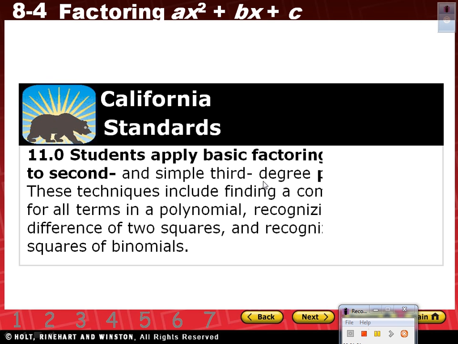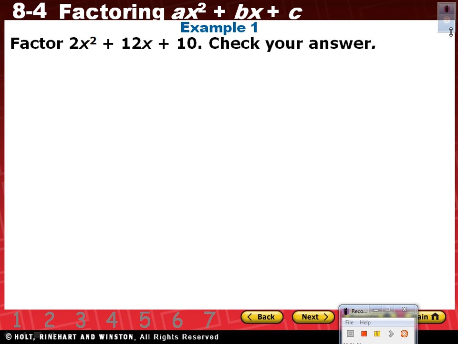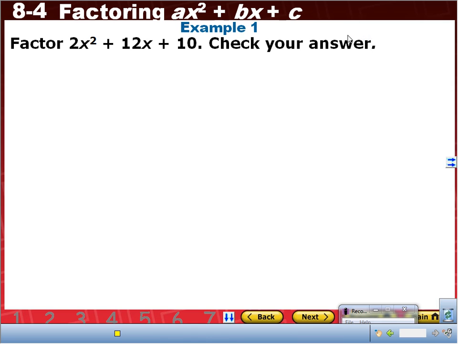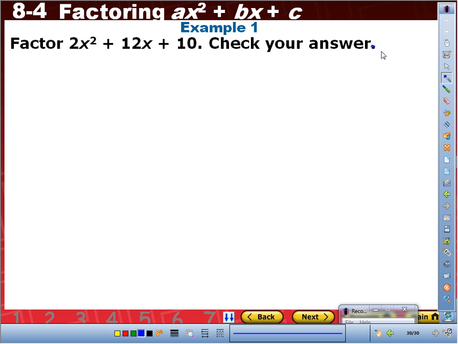Example 1. Copy this, please. It says, factor 2x squared plus 12x plus 10. Check your answer. Copy that down, please.